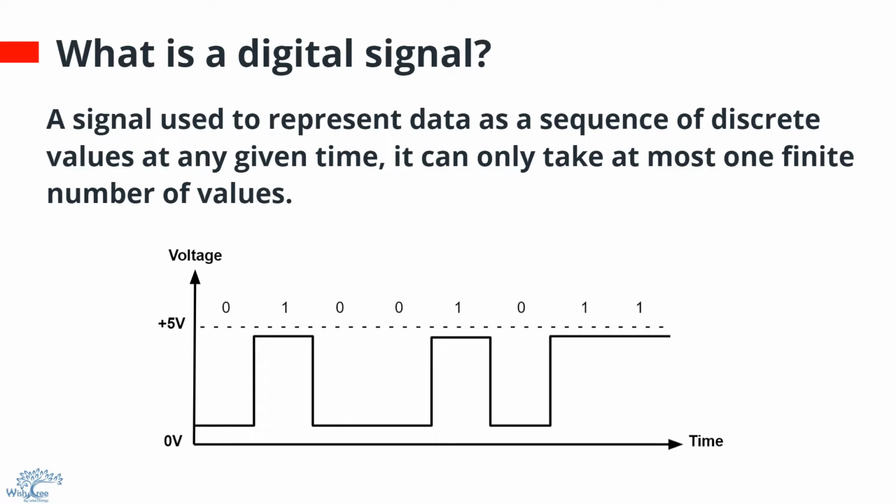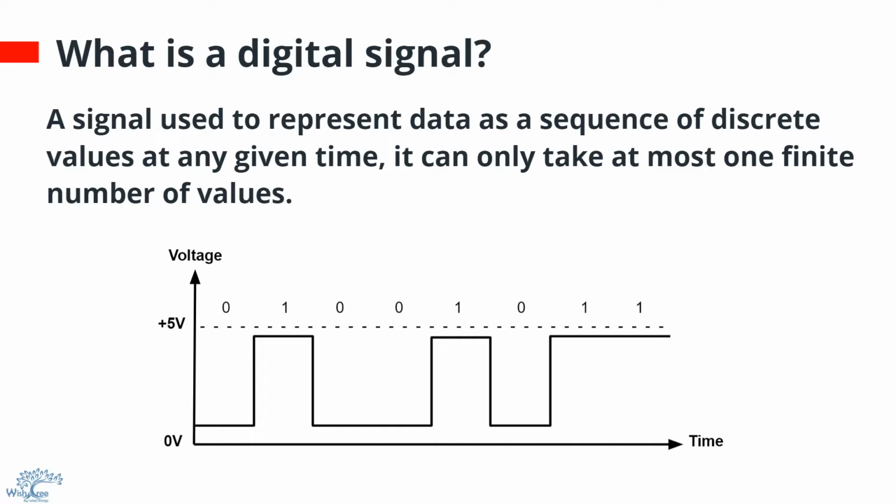First, let's understand the theoretical part of digital signals. A digital signal is a signal that is being used to represent data as a sequence of discrete values. At any given time, it can only take at most one finite number of values.